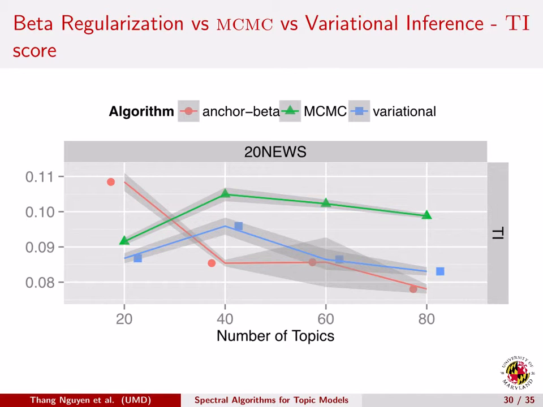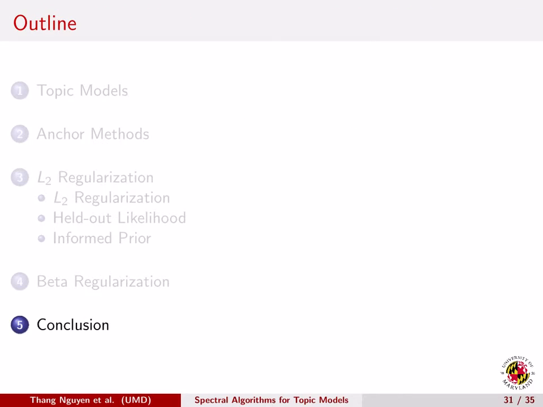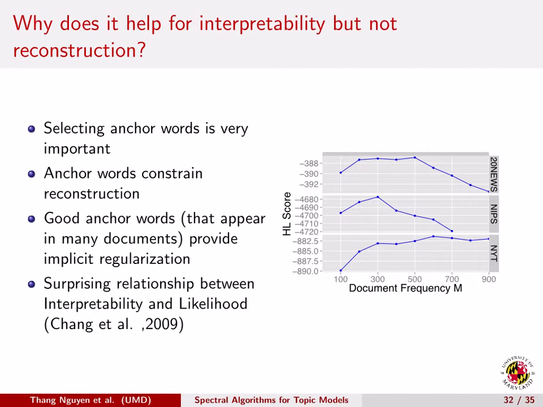And not only is the regularized anchor method using the beta regularizer doing better than the vanilla anchor method, in some cases it's competitive with more traditional implementations like MCMC or variational inference. That's the good news. The bad news is that it still doesn't help held out likelihood. So I want to spend the last few minutes that I have talking about some of these issues and why we didn't do so well on held out likelihood.